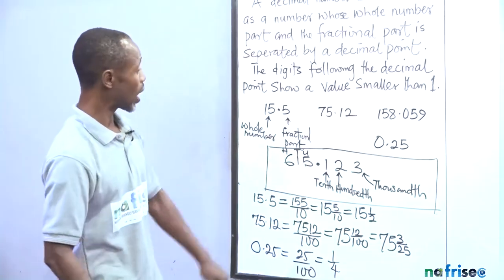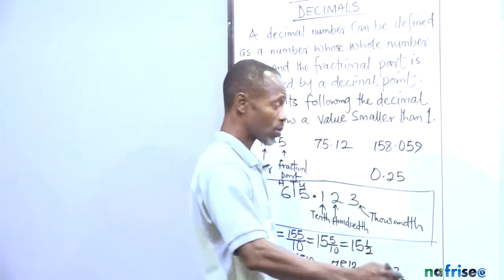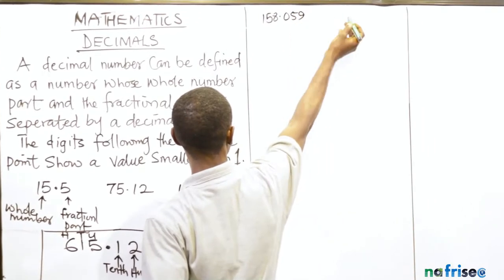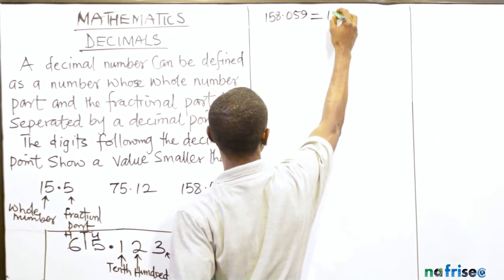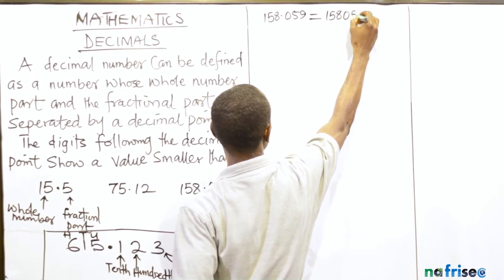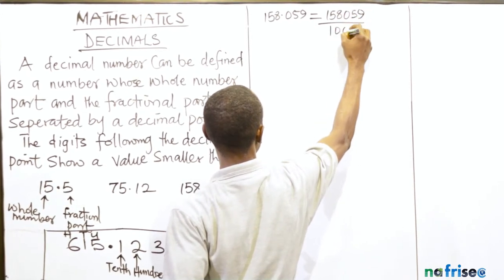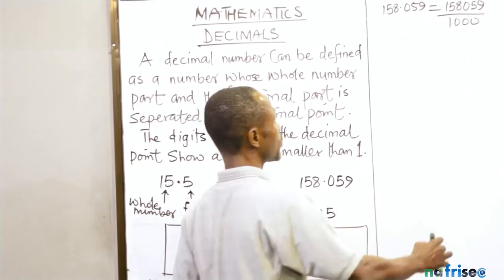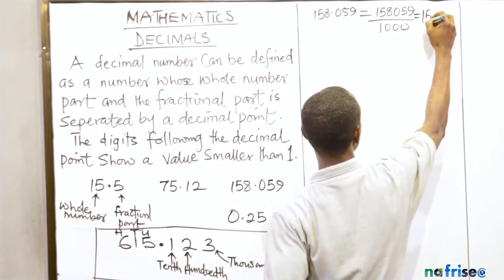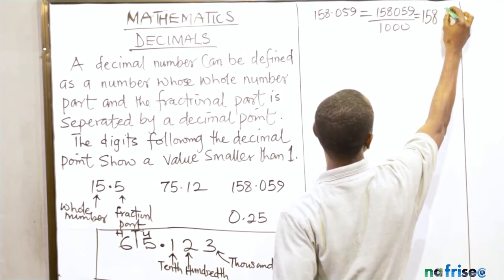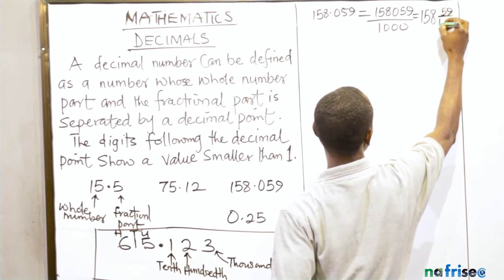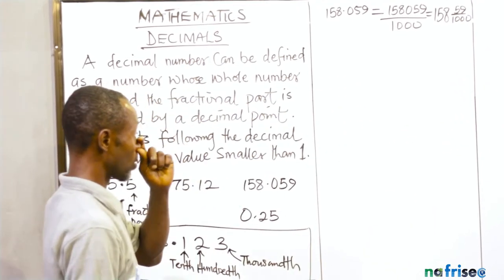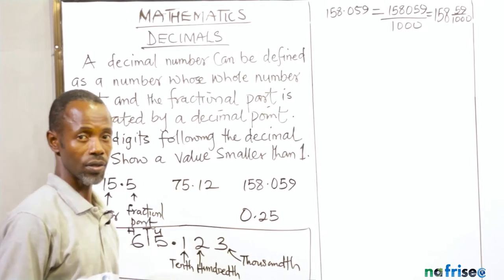And in the same way, if we have this last one here, let's just quickly do this, if we have 158.059, what you have, if you're changing it to fraction, gives you 158.059 all over what? 1 and 3 zeros. So if you take it generally, this will give us 158 whole number, 59 over 1,000. So that's what you have there. 158 whole number, 59 over 1,000 as a fraction.